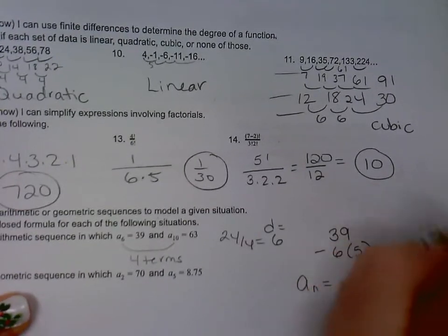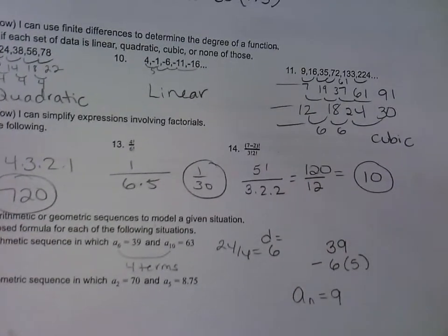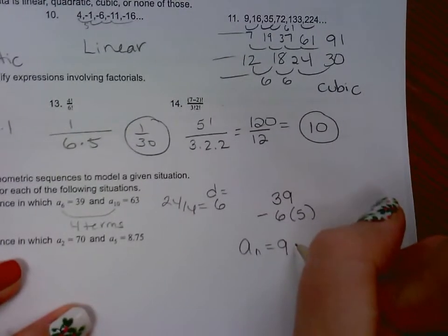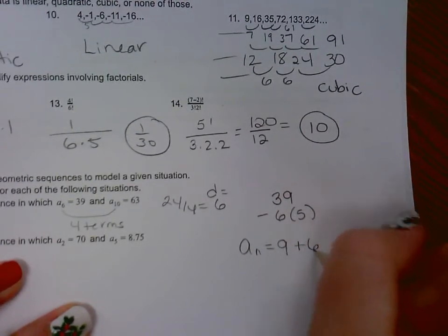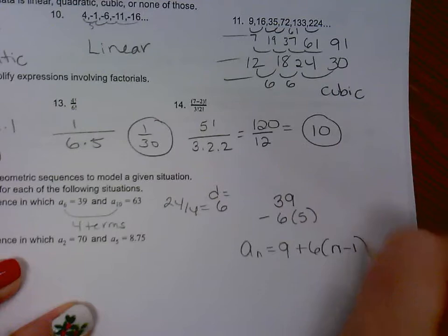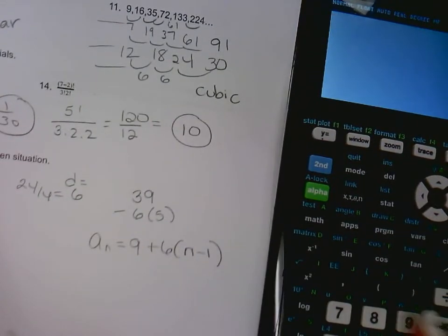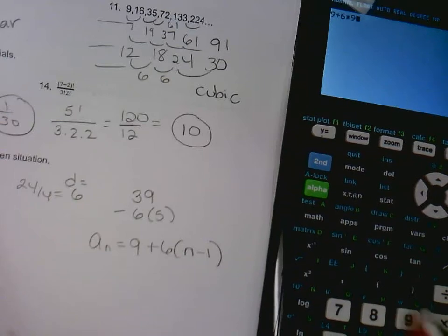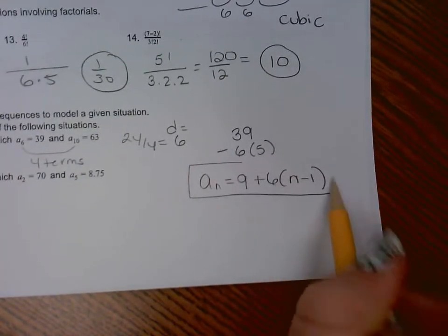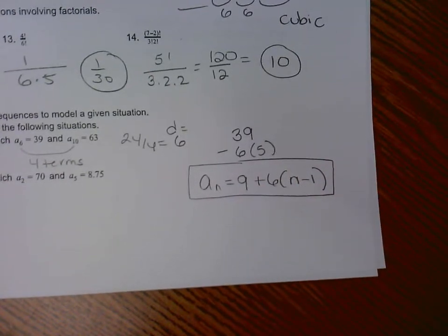A sub n equals 9, and I'm going up by 6 and n minus 1 times. I'm just going to plug in a sub 10 and make sure it works. 9 plus 6 times 9 would be 63. Okay. Always nice to plug one in and see if it worked.